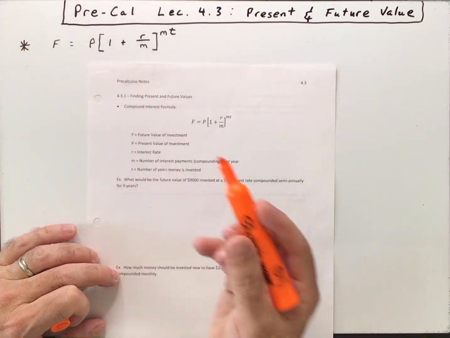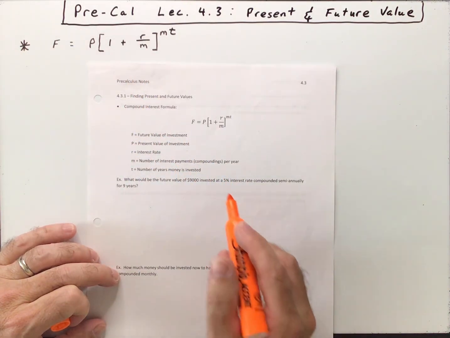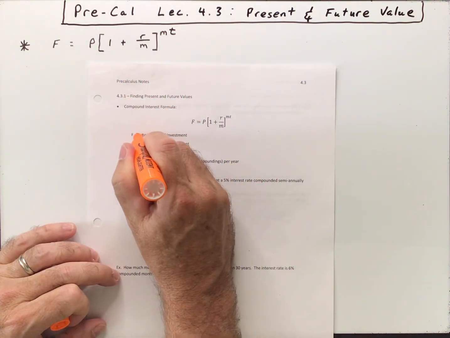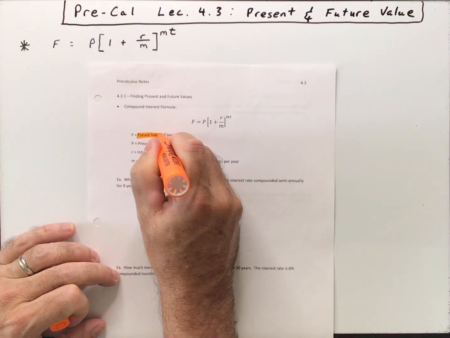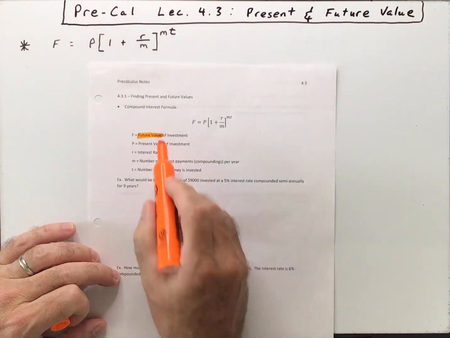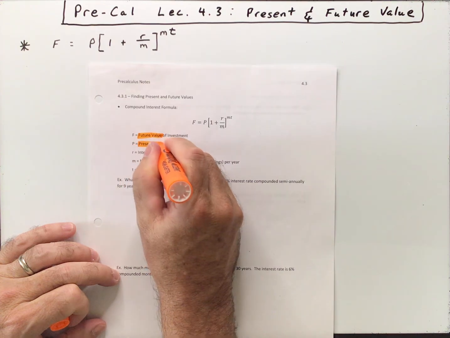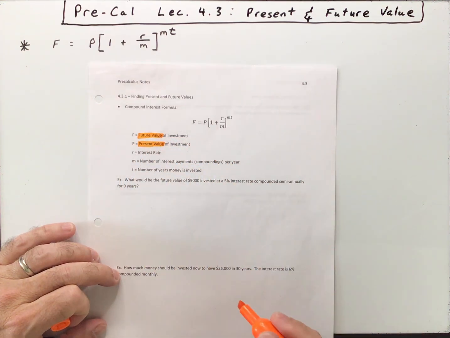I put an asterisk there. You've got to memorize that. But here's what all of the variables mean. F means future value of the investment. P is the present value or the current value of the investment.